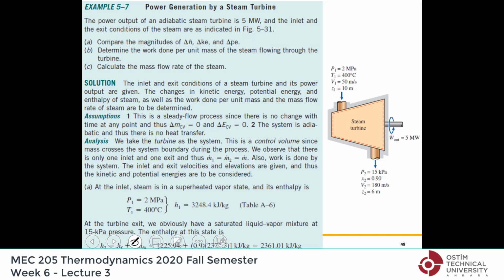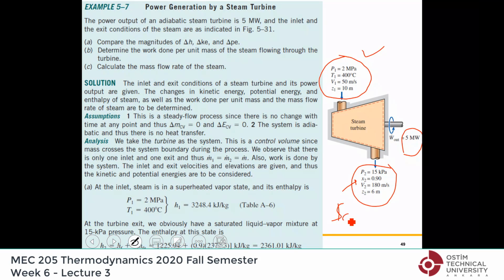This time, the work output is given. This turbine is producing 5 megawatt of power, which is a lot. And the conditions at the inlet, pressure, temperature, velocity, elevation are given like this. And at the exit, again, the pressure and quality are given, which means here we have what? Saturated liquid plus vapor, right? Because quality 0.9 means 90% of the steam leaving is vapor, 10% is liquid. And here it is most probably superheated vapor. Okay, the velocity, elevation.